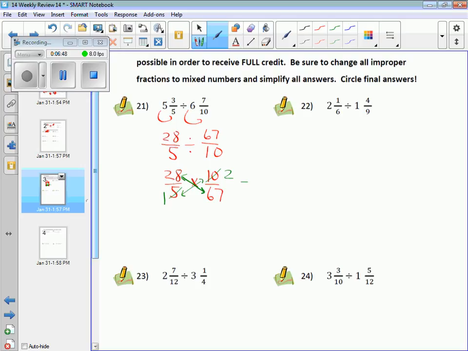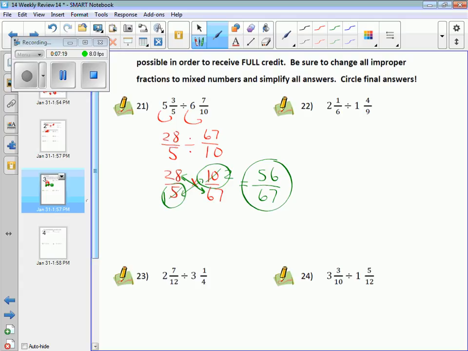Now we multiply across. 28 times our new 2 is 56. And 1 times 67 is 67. And in most cases, I won't say all, but in most cases, if you cross-reduce over here, you will not have to simplify the answer. It'll always, not always, but most of the time be in lowest terms. And our final answer is 56/67.